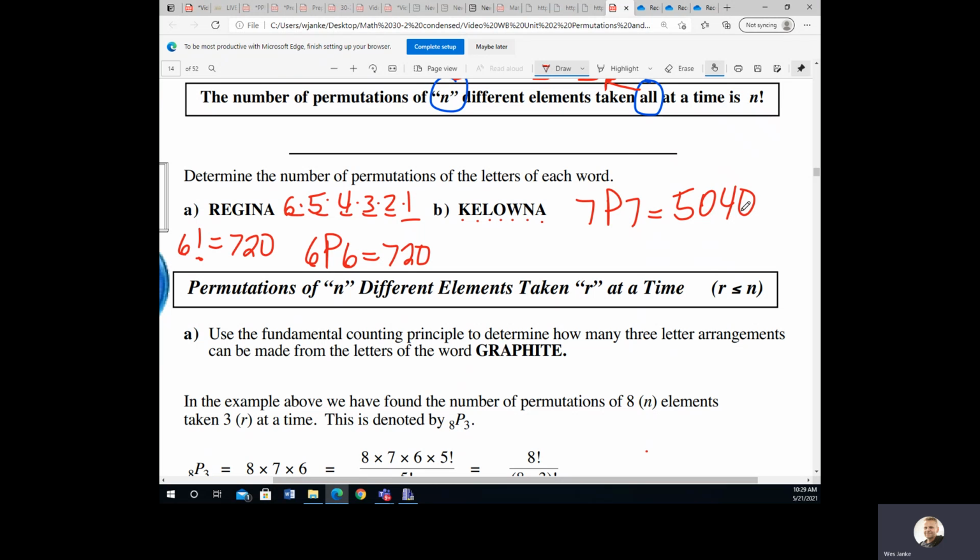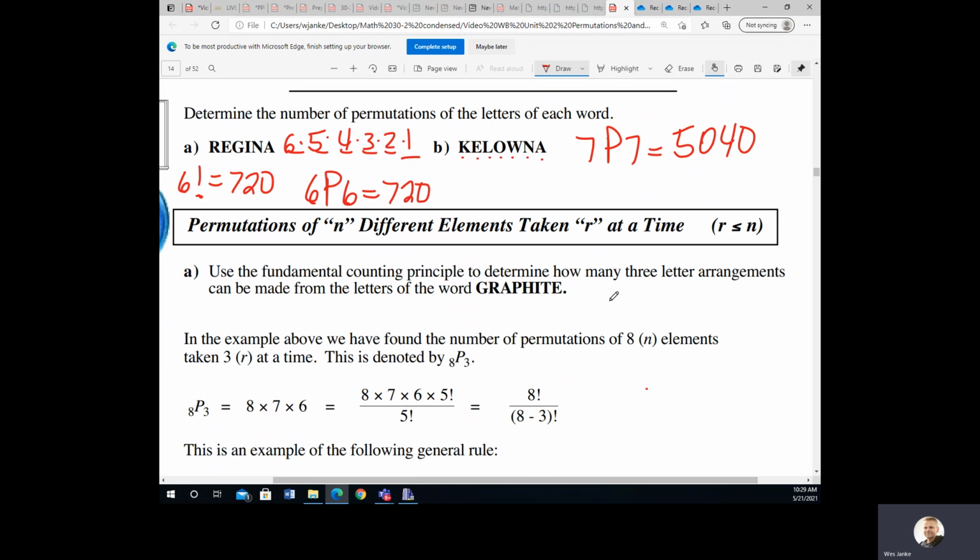Now, going on, if we have a word like graphite, and graphite has 8 letters, but let's say we just want to have 3-letter arrangements of the word. So I only want to choose 1, 2, 3 of the letters each time. So for example, I might want to pick just like a G, an H, and an E as one of my choices. So how many different choices, 3-letter arrangements, are there?